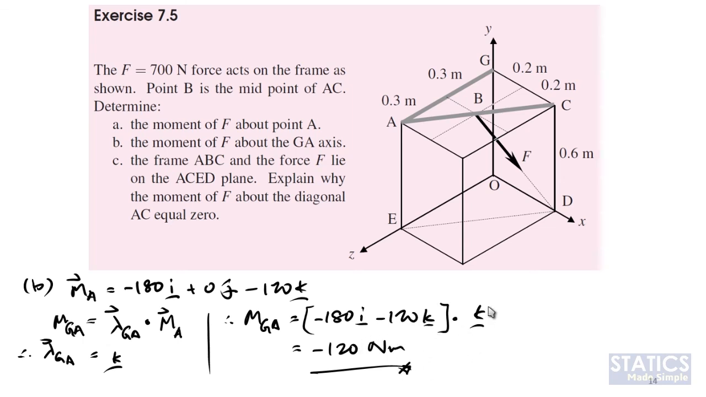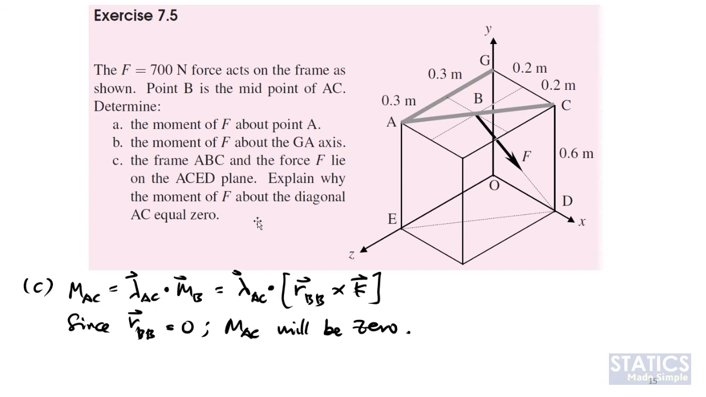So in this case, we have plus K here. Even though we have an I term, ignore it and just concentrate on the K term, since K dot K gives you 1. The answer is equal to minus 120 Newton meter. This is the moment about GA axis. Everyone is clear about this? Yes, sir. Okay, pretty straightforward.